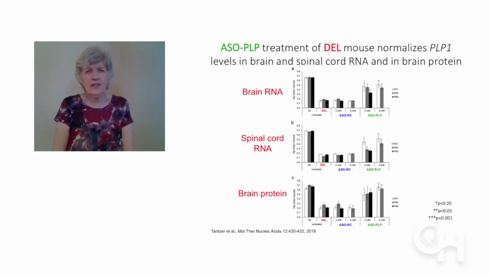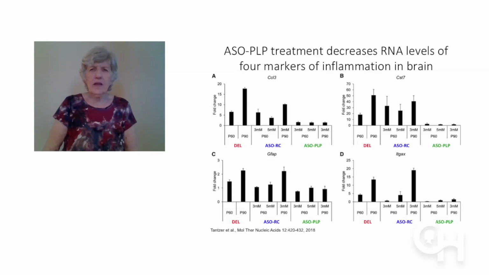But then the question is, did it correct the disease process? I showed you on a previous slide that the myelin instability in the DEL mouse causes an inflammatory process in the brain. Here we looked at the levels of 4 markers that are increased during inflammatory processes to see if we could see improvement in our treated mice.